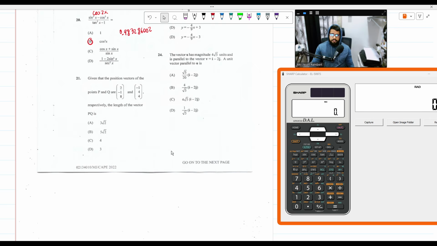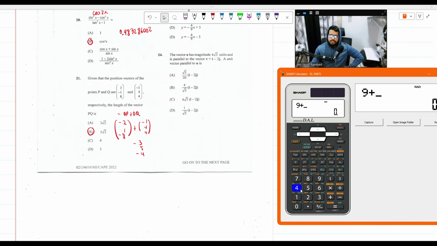All right, given are the vectors, the length of the vector PQ is, this was the root 50 question, 5 root 2. So let me just double check and make sure, right? PQ is minus OP plus OQ, which is going to be minus 2, 1, minus 8. Yep, it's the same question. Minus 1, 4, 4. I'm going to get minus 3, 5, and minus 4. That is root 50: 9 plus 16 plus 25. Yeah, 5 root 2 is the answer.